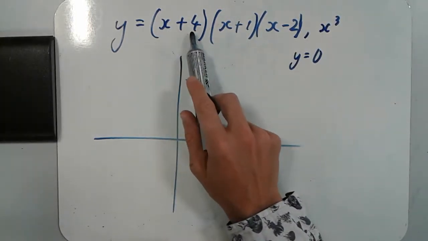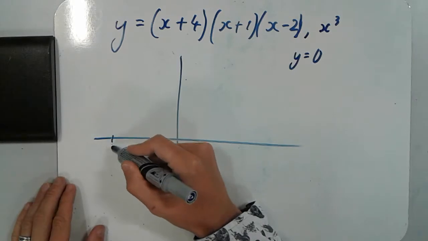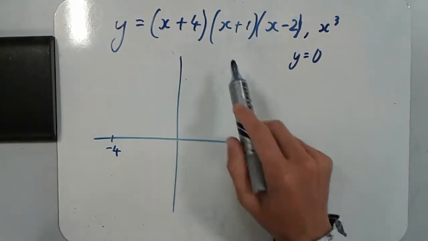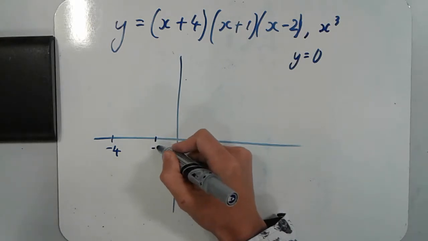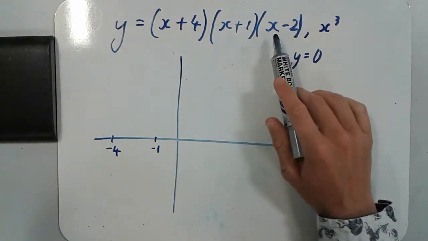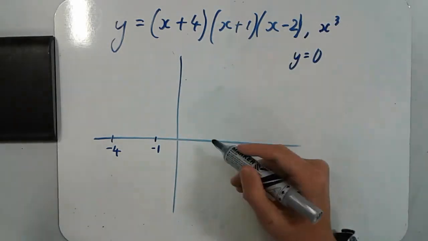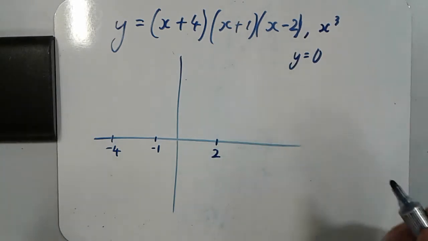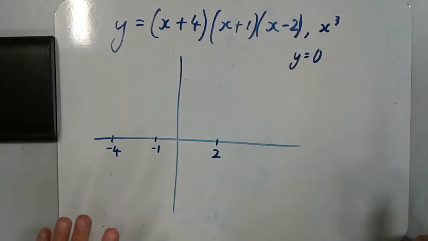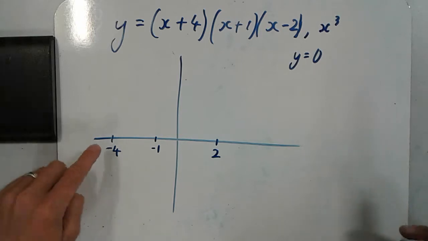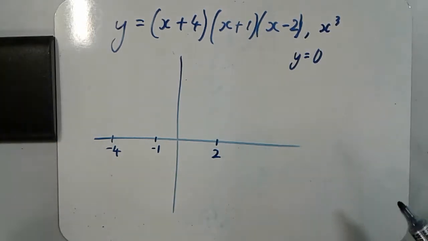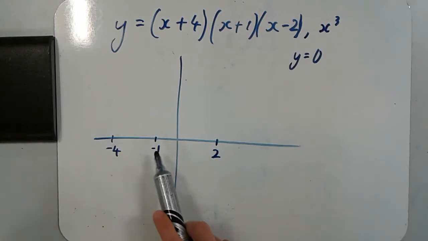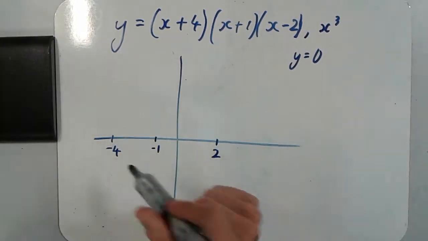So if x plus 4 is 0, we know that x must be minus 4. If x plus 1 is 0, we know that x must be minus 1. And if x minus 2 is 0, we know that x must be positive 2. Remember, this is just a sketch, so we don't need to worry too much about the scale, just get it roughly correct. Okay, so we've got our x-intercepts by setting y to 0.